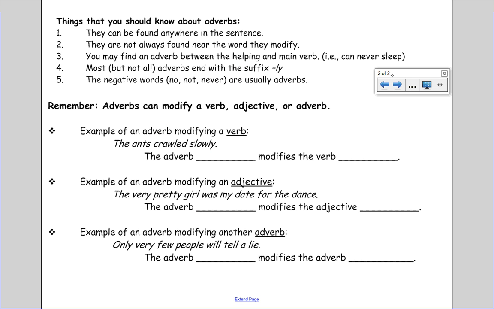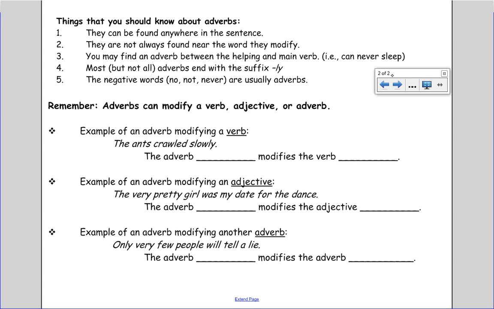So let's go through a few general things about adverbs. First of all, they can be found anywhere in the sentence. So it's not like the DO and IO, which have to come after the verb. They're not always right next to the word they modify, like sometimes adjectives are right in front of it. The arrows for adverbs can go backwards, it can go to the word right next to it, they can skip a word, so beware of that. You may also find an adverb between a helping and main verb, like you should never run in the hallway. So it interrupts it, so don't double underline it, think about it.